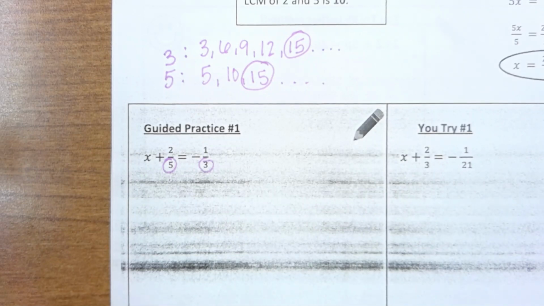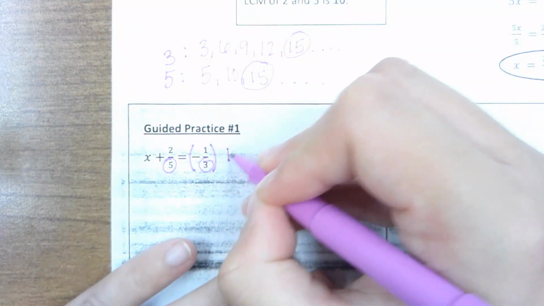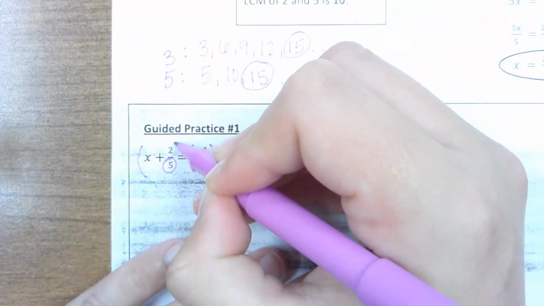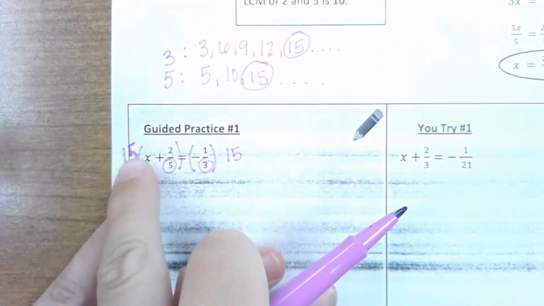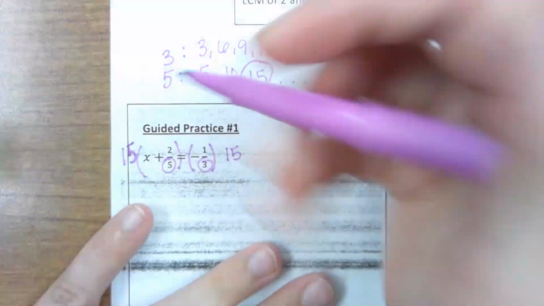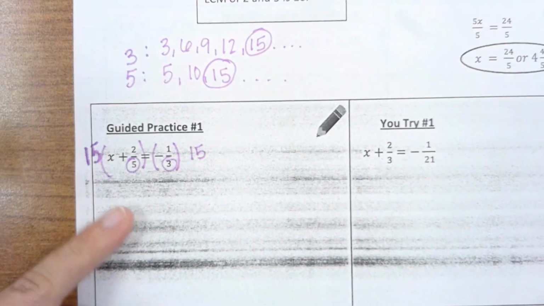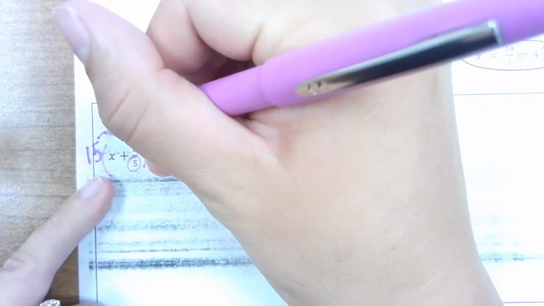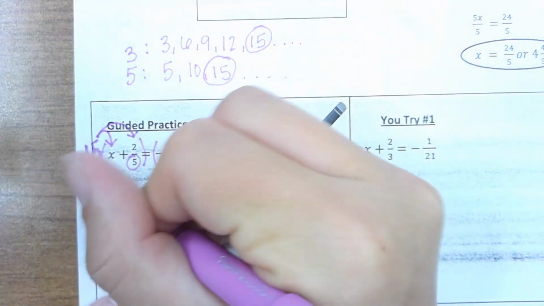After you find your least common multiple, you can now multiply that least common multiple times both sides. So I'm going to take this negative 1/3 times 15, and I'm going to take this x plus 2/5 times 15. Please remember you have to multiply it times the entire side over here, okay? Now you can just simplify it. When you're taking this 15, you're doing the distributive property. So 15 times x would give you 15x.